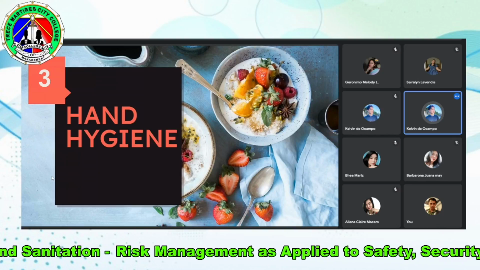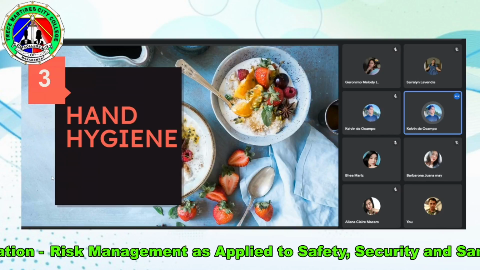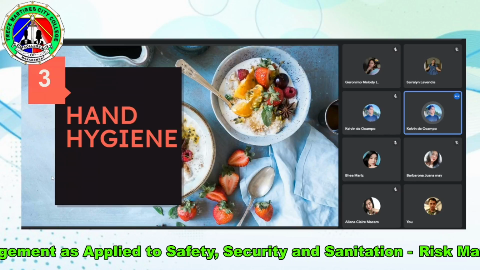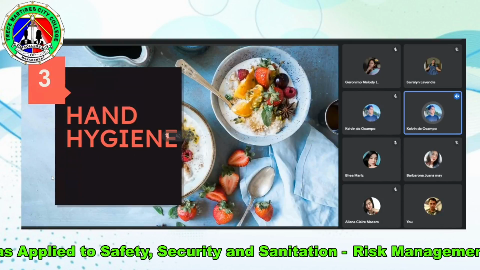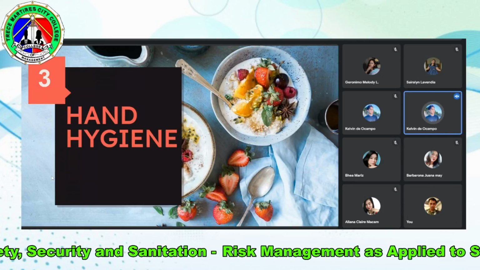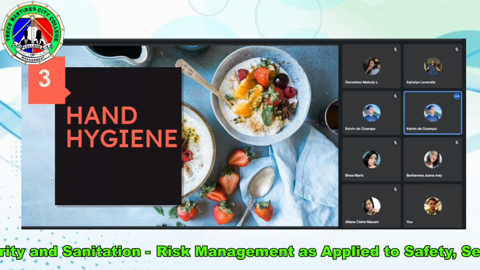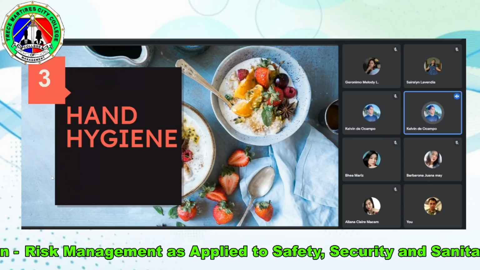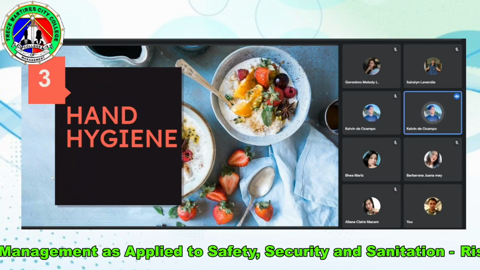So dahil po nasa hospitality industry po tayo, magfo-focus po tayo sa transmission ng harmful microorganism sa pagkain na possible ma-consume ng customer natin or consumer. Which can cause foodborne illness. Sa topic po na to, matututunan po natin kung kailan ka ba dapat maghugas ng kamay at ano nga ba ang tamang paraan ng paghuhugas ng kamay.